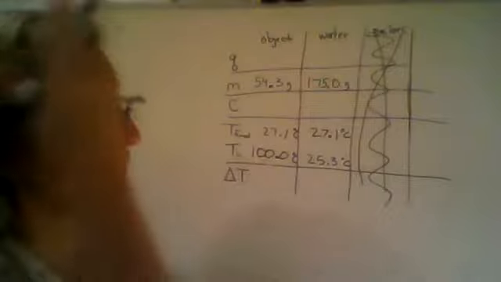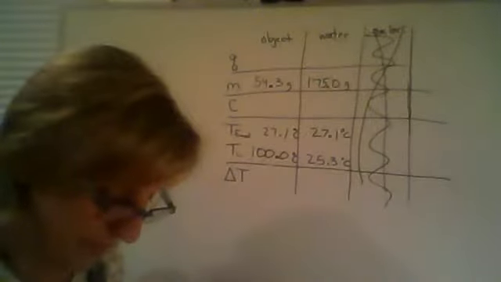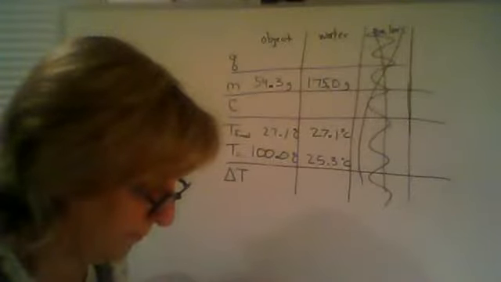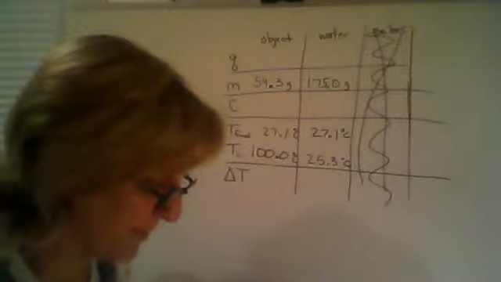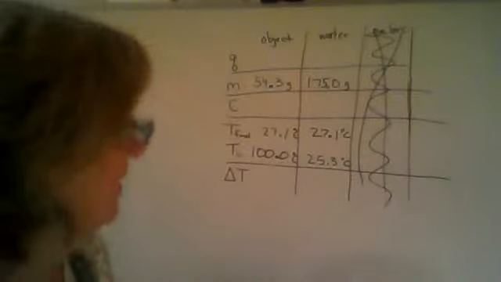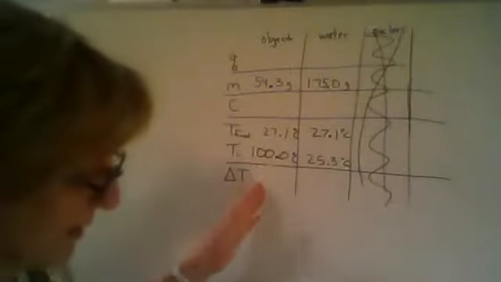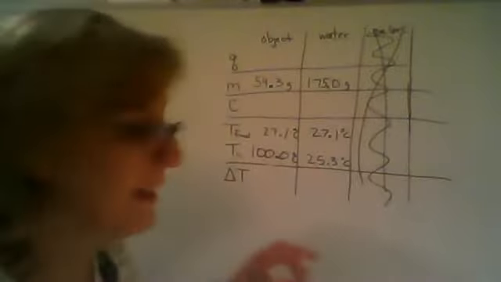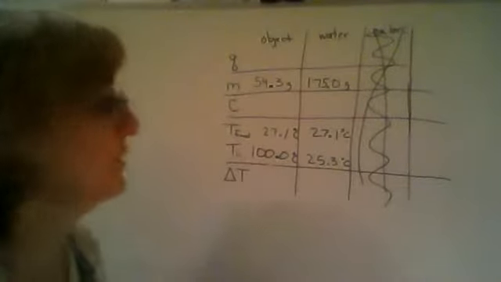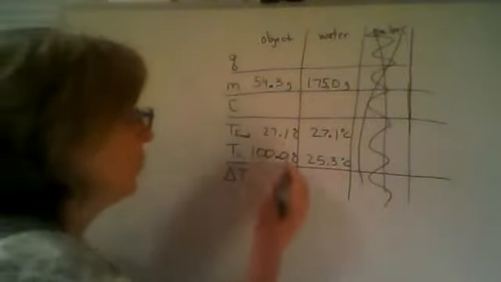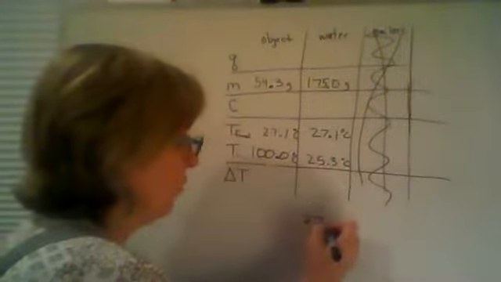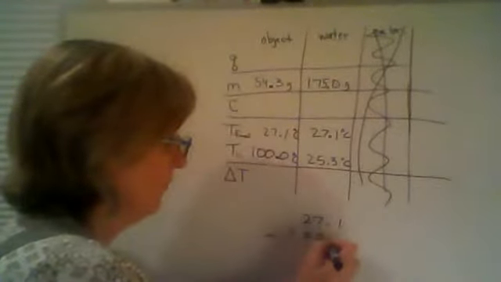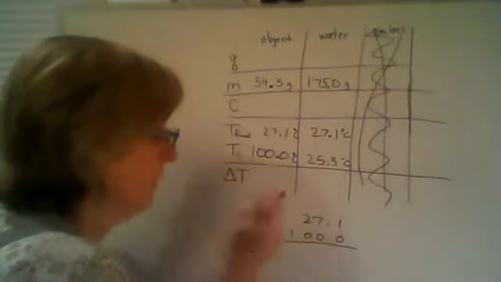So it says, what is the specific heat? Let me just make sure I'm keeping up. I've said step 3 is to enter everything you know about the object. Step 4 is to enter everything you know about the water. Step 5 is to calculate this delta T. So let's just do that now. 27.1 minus 100.0.